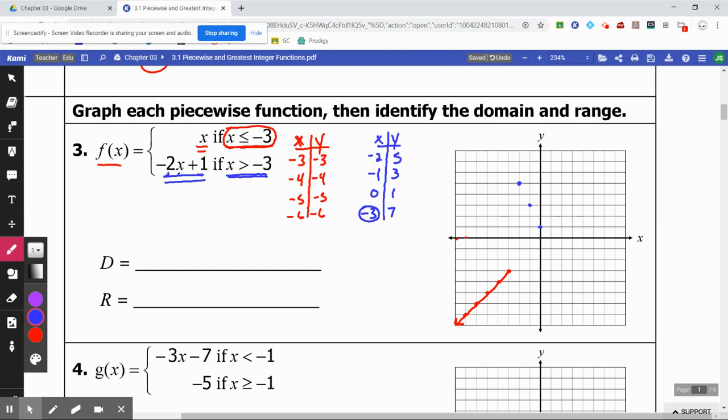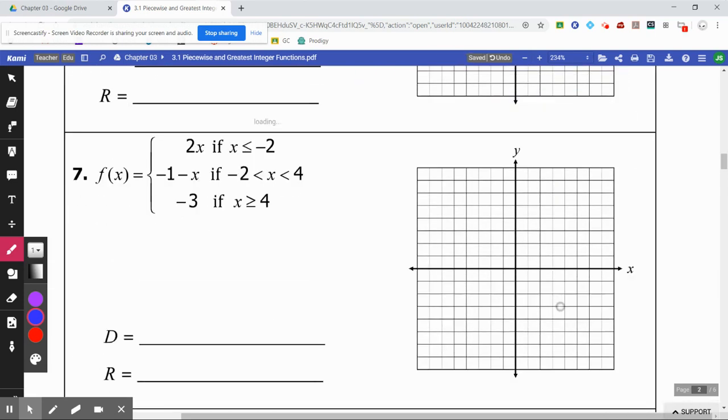Now, there's something about that negative 3, though. Let me remind you what I said. That's where your graph starts. However, negative 3 is not part of your graph. So here's what we're going to do. At negative 3, 7, we're going to go left 3 and we're going to go up 7. I'm going to put an open circle. And the reason for that is my graph starts at negative 3 and it continues to the right.